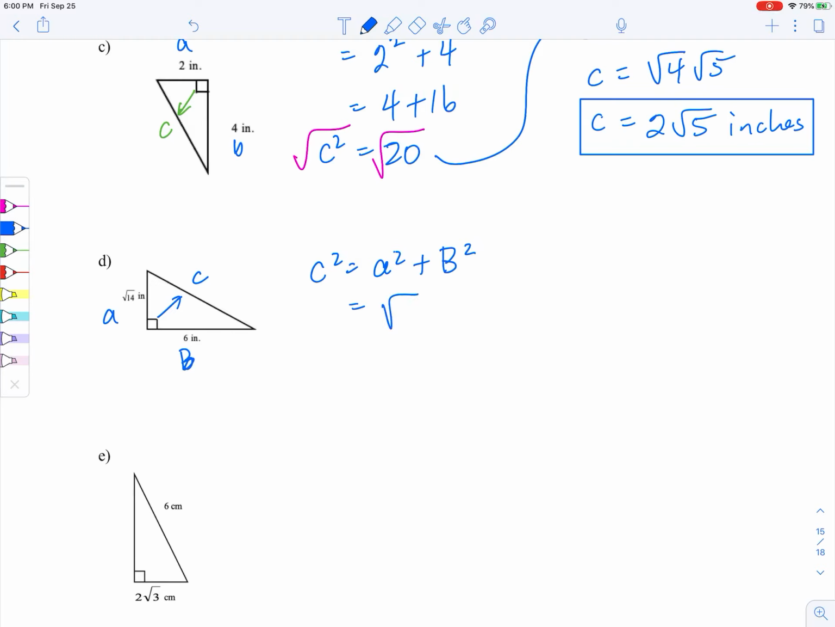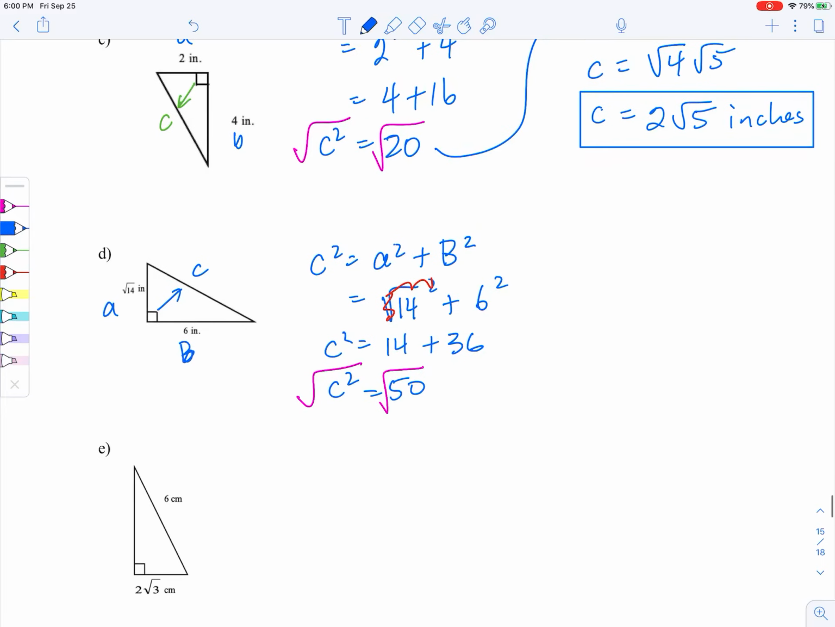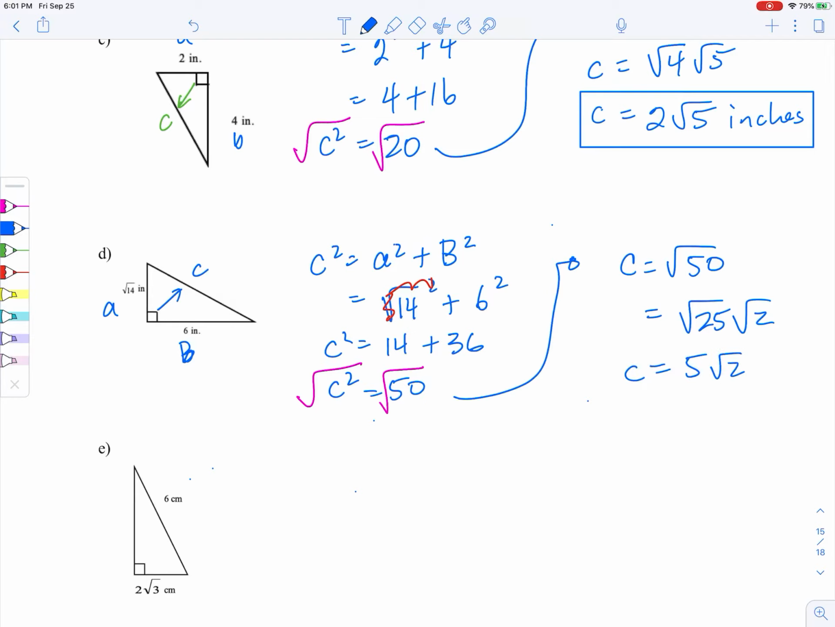So a squared is root 14 squared plus b squared is 6 squared. Well, root 14 squared, the square and the square root cancel each other out. So that's 14 plus 36. So c squared equals 50. I'm going to square root both sides and only take the positive because it's an actual distance. So c equals root 50. 50 has a 25 as one of its factors, which is a lovely perfect square. So I get c equals 5 root 2, and this one is also with a unit of inches.